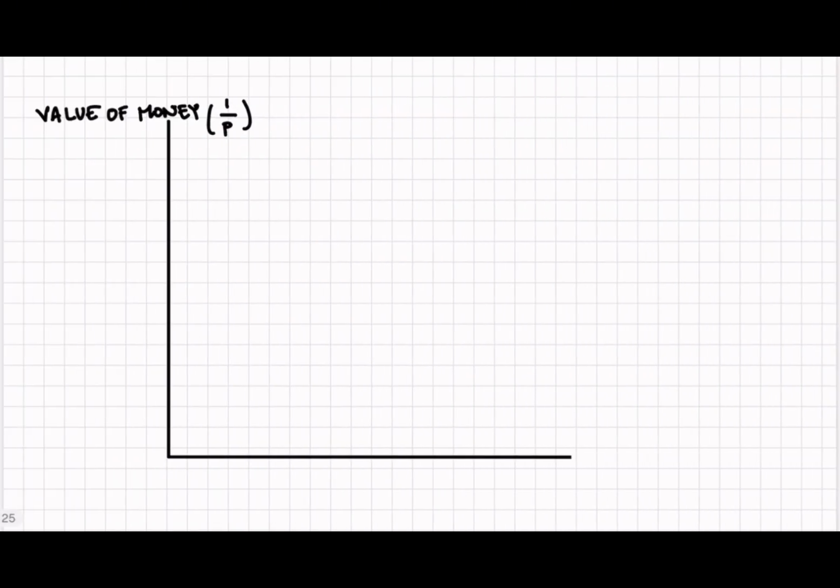So here on our y-axis, we have the value of money, and on our x-axis, we're going to have the quantity of money. Now, when we think of the value of money, we oftentimes call this 1 over P, where P is equal to our price level. So ways that we can measure the price level, we might measure this in terms of CPI, the GDP deflator. These are different ways we can look at the price level, and the value of money is 1 over P.